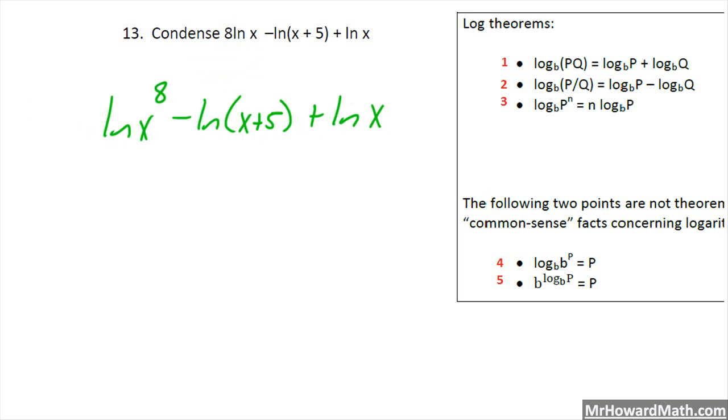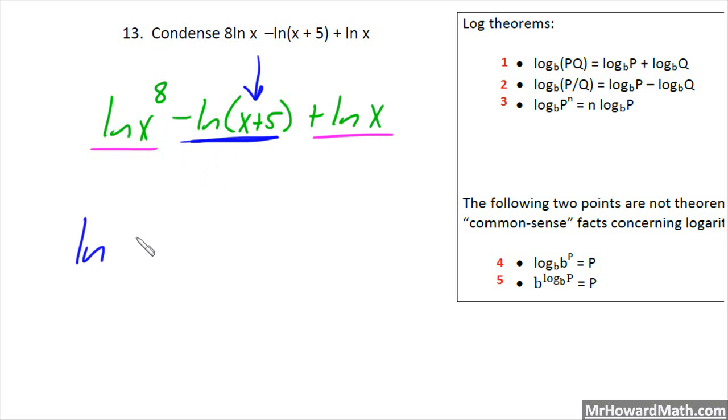Okay, now the additions, so that one's positive and that one's positive. Those are the additions. Those are going to become multiplications. Those arguments will be multiplied together in our final logarithm, the x to the 8th and the x here. And then the subtraction right here will become a division. So its argument will be divided in our final condensed logarithm.